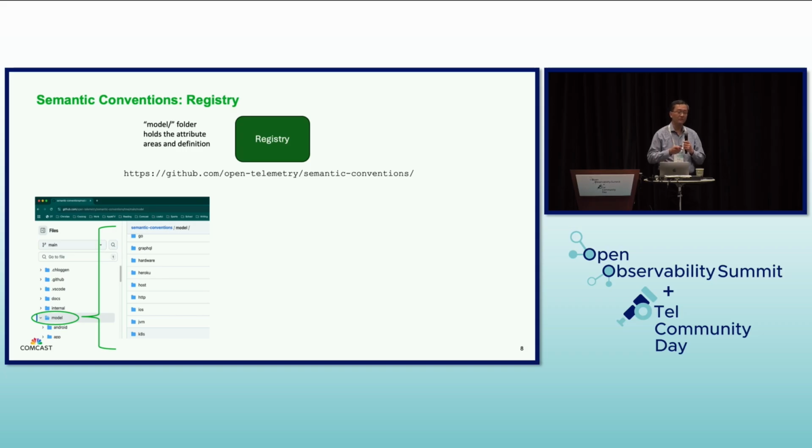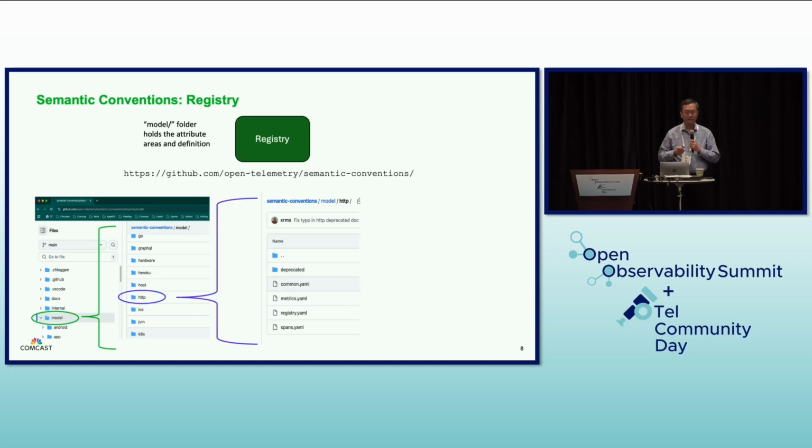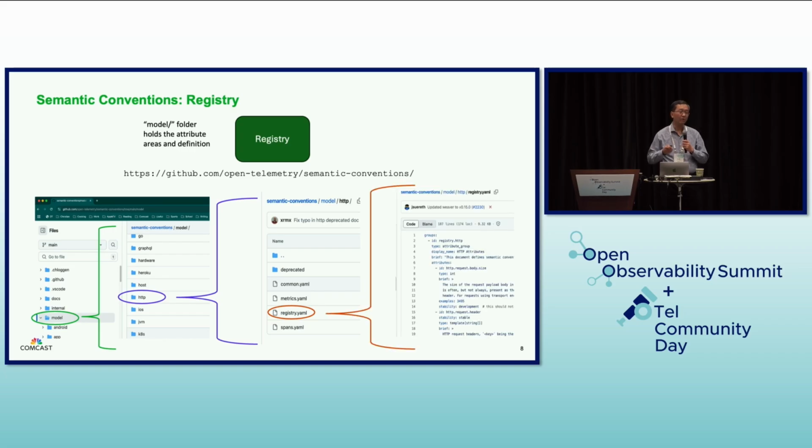So let's say HTTP attributes. They will all be found under the HTTP subfolder. In this subfolder, there'll be multiple files, and the registry YAML file is the one in which we will find all the attributes listed, together with maybe the type, a brief description. So this is our catalog. This is our base, the set of attributes that have been defined by the community in OpenTelemetry.